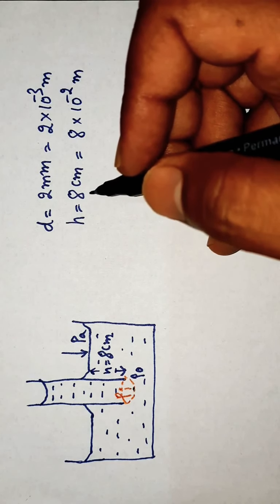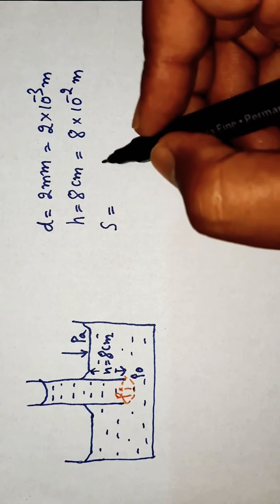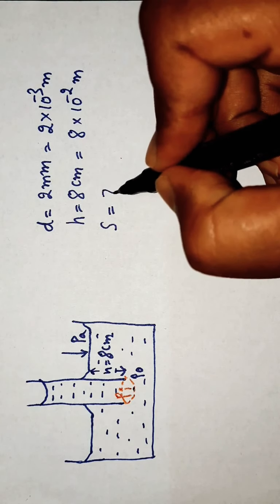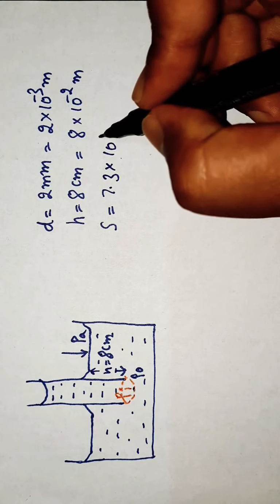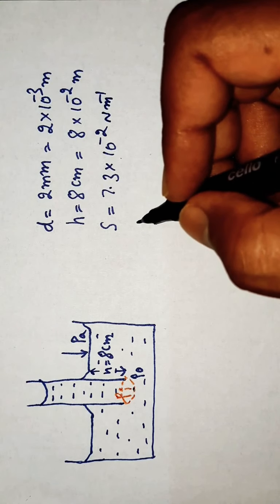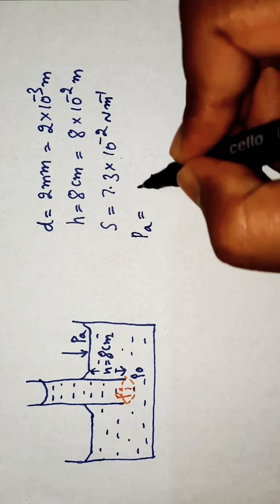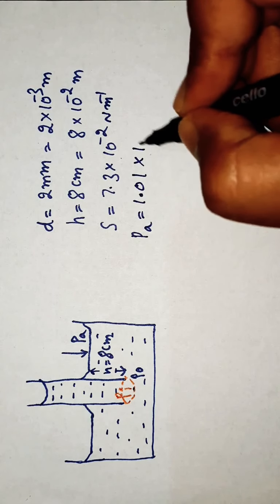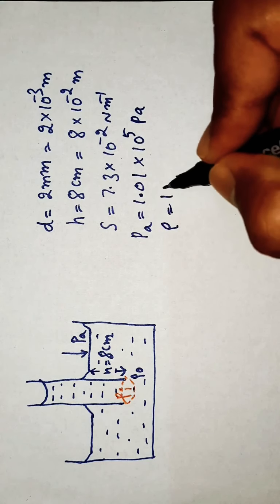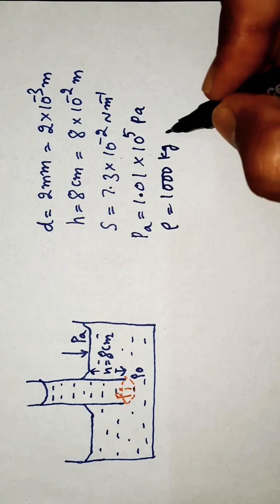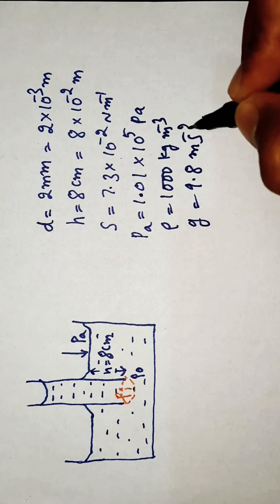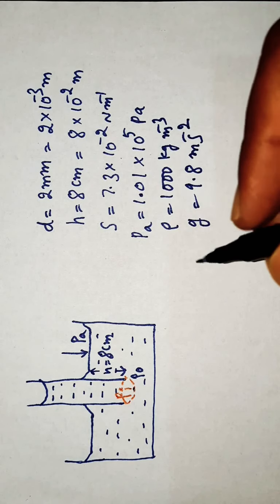and the surface tension is given. So S is equal to 7.3 into 10 to the power of minus 2 Newton per meter, and atmospheric pressure is given. Pa is equal to 1.01 into 10 to the power of 5 Pascals. Density of water is given, that is rho is equal to 1000 kg per meter cube. We know g is equal to 9.8 meter per second square. So here we have to find Pi.